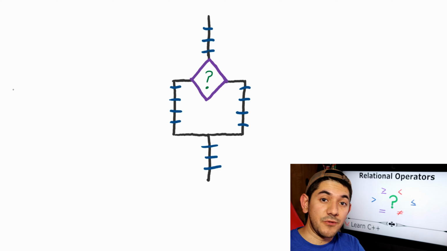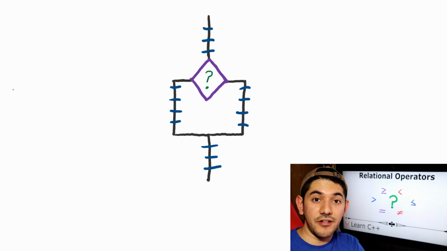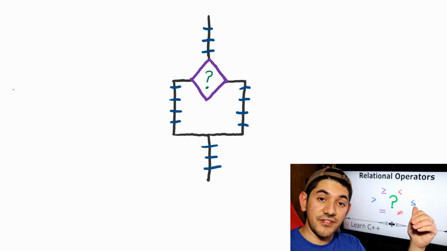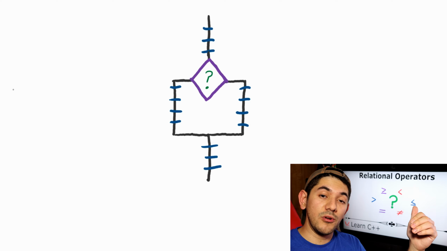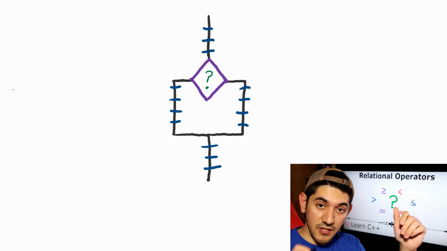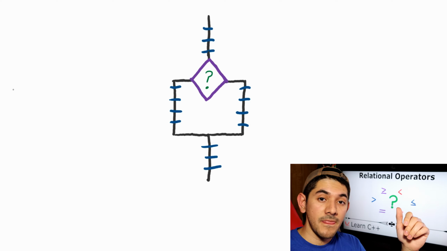Welcome. Let's talk about the relational operators. In the last video, I talked a little bit more about the selection programming structure, and we came to the conclusion that what goes inside this purple diamond is a Boolean value that is the result of a Boolean operation. So the relational operator is a Boolean operator. So let's talk about those.